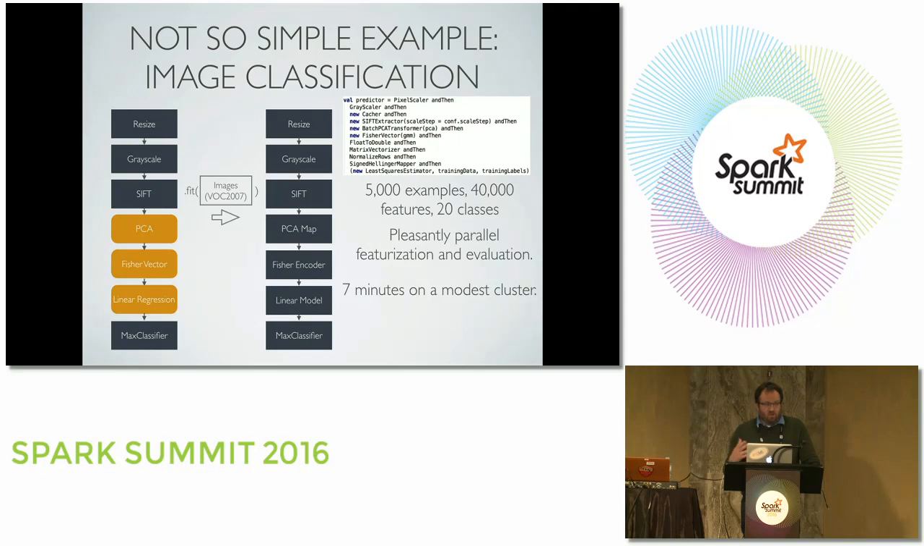The bottom line is we can run this thing end to end in about 7 minutes on a modest cluster and achieve the performance of the people who proposed this pipeline in the first place a few years ago. And that's by contrast with a couple of hours in a highly specialized code base, which we'll get to in more detail in a bit.